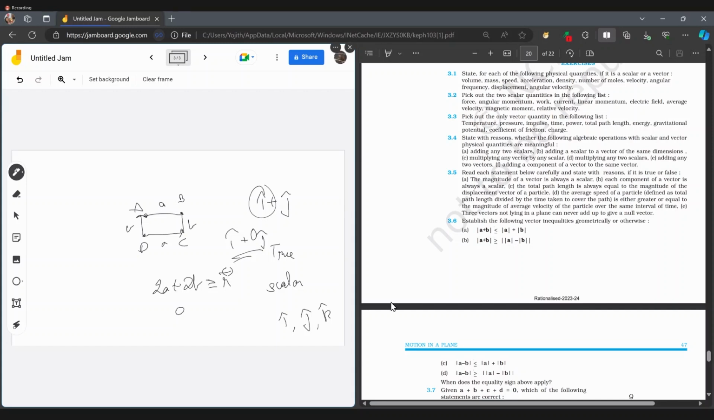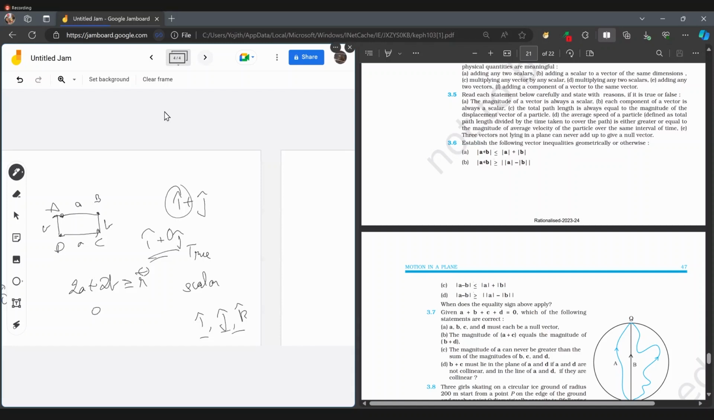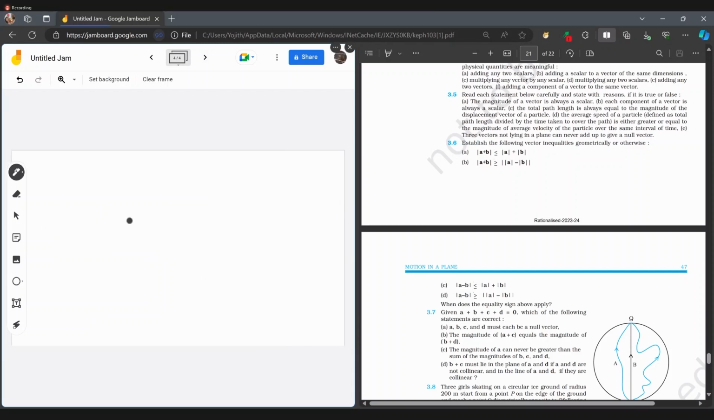Next question. Establish the following vector inequalities geometrically or otherwise. Okay, ఏమున్నది ఇక్కడ? So mod of A plus B is less than or equal to mod A plus mod B. Okay, so let us see. Let us do this. This is A bar, this is B bar. రెండిటి సమ్ చేస్తే మనకు వస్తుంది ఇక్కడ A bar plus B bar. ఓకే, నేనేమో దీనికి P అంటాను, ఈ పాయింట్ ని Q అంట, ఈ పాయింట్ ని S అంట.